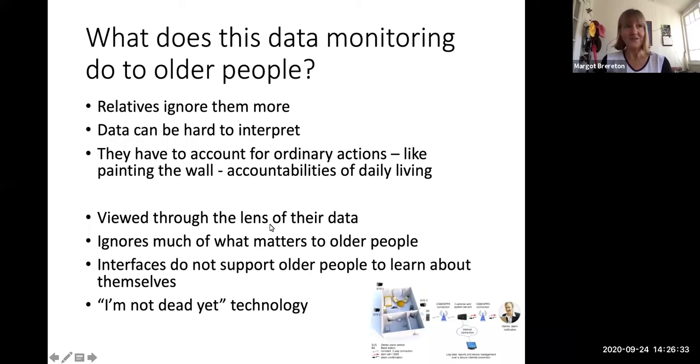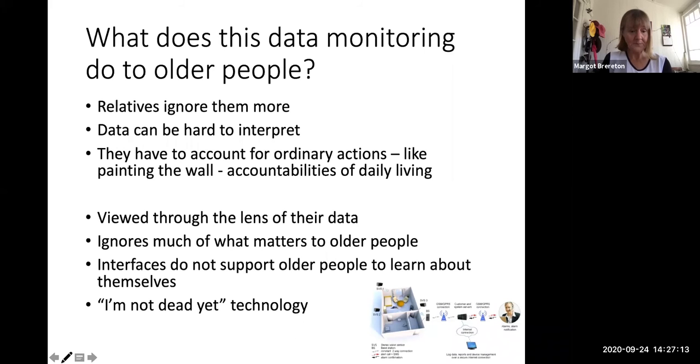Some of them learn how, of course, to manipulate this, and when they want some attention, they'll do something that is strange. But the key concern is that this ignores much of what matters to older people by viewing them through this reduced data lens. The interfaces tend not to support older people to learn about themselves and their own health. I don't know if you have ever watched Monty Python, but there's a scene where they think someone's dead and they're saying, "I'm not dead yet." And we call it "I'm not dead yet" technology.